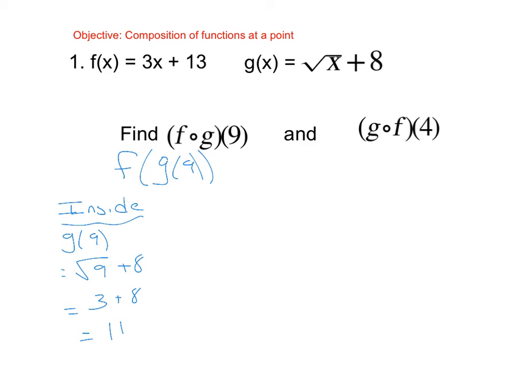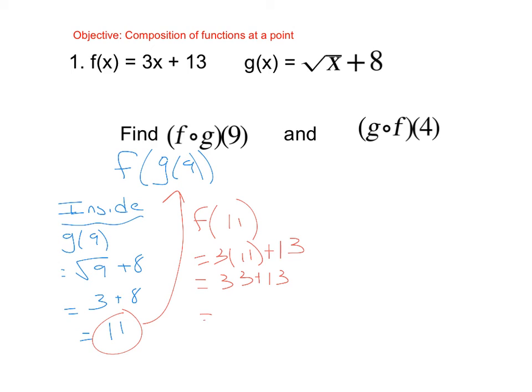I'm going to take that answer and replace my G of 9 with that. So now I'm going to find F of, not G of 9, 11. So F of 11 is 3 times 11 plus 13. 33 plus 13 is 46. Okay? All right, so now we're going to do the same thing, but notice I switched the order.